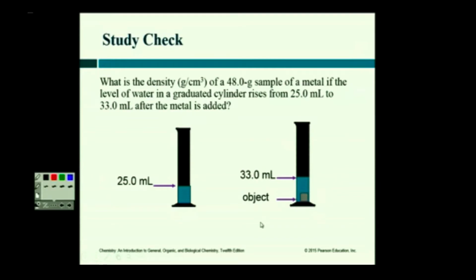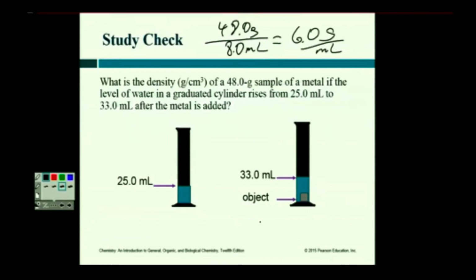Well, the volume went from 25 up to 33, so 33 minus 25 is 8.0. So we have 48.0 grams over 8.0 milliliters equals 6.0 grams per milliliter, or centimeters cubed, either one is fine, okay?